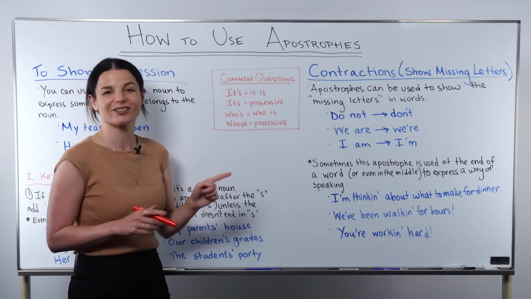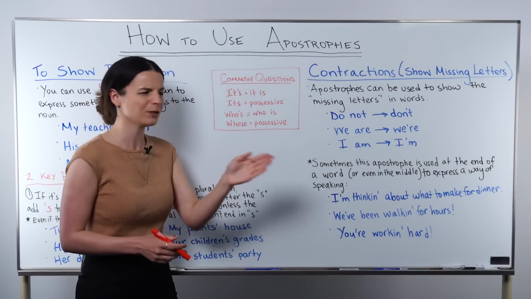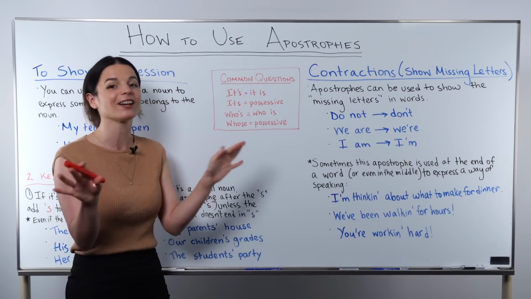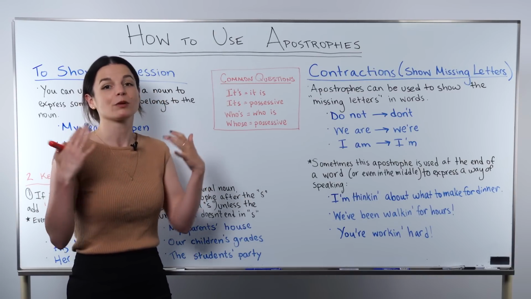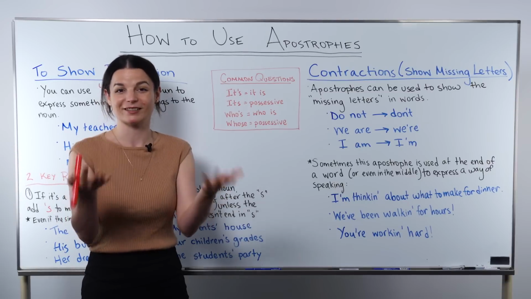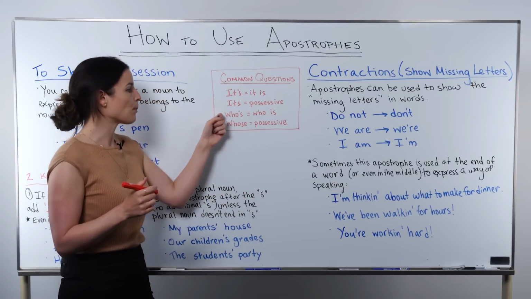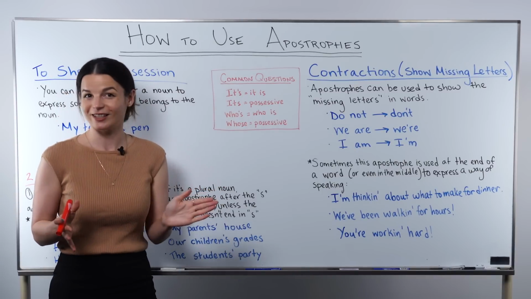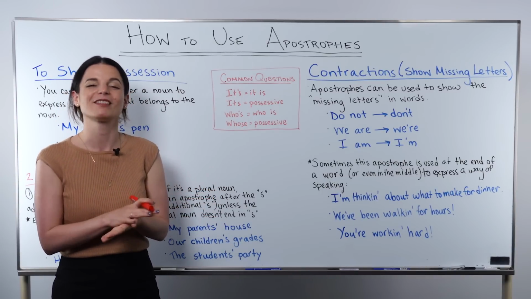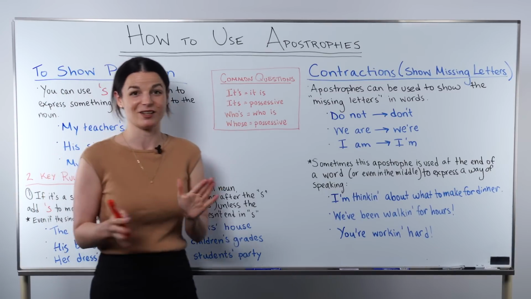Who's with an apostrophe S means who is, like who's he talking to, right? That's not a question of possession. So these words sound exactly the same when we are speaking, right? But it's important to remember that they are very different on paper. So keep these small differences in mind because they do matter.